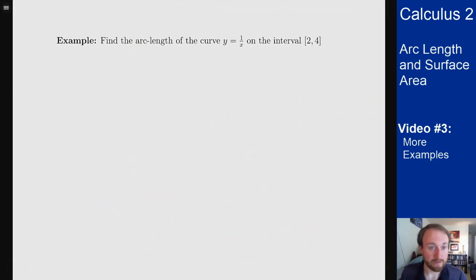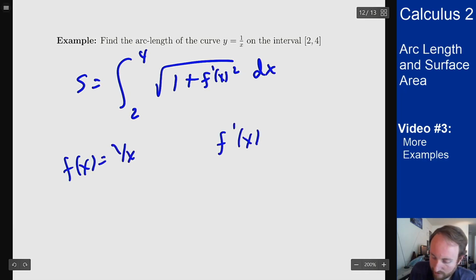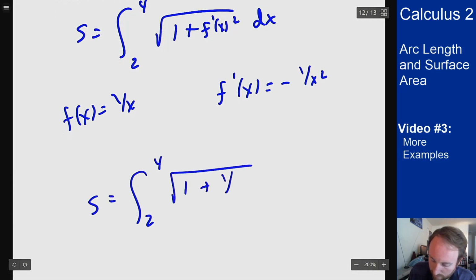Our second example here is the following. Find the arc length of the curve y equals 1 over x on the interval from 2 to 4. Again, we know the formula, we can just set it up. Here we have f of x is 1 over x. So f prime is negative 1 over x squared, which if I square gives me a 1 over x to the 4th. Meaning my formula here is s is the integral from 2 to 4 of the square root of 1 plus 1 over x to the 4th dx.